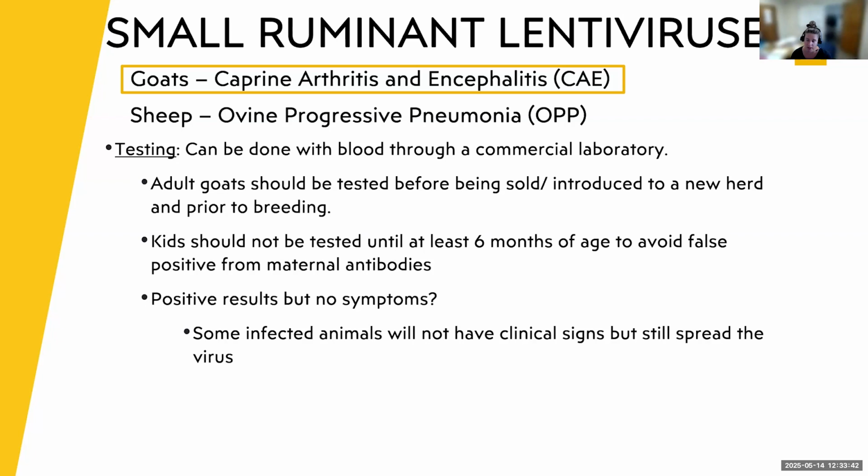There are times when animals can come up with a CAE positive result. Like a lot of testing, it's still subject to some analytical errors. So it's good practice, if you get a positive test but you don't see any symptoms, to retest. Some infected animals will not have clinical signs, but they will still be spreading the virus. So it's very important to trust those results, and retest if you still have questions. But if it comes up positive twice, they definitely have it, even if they're not showing symptoms.